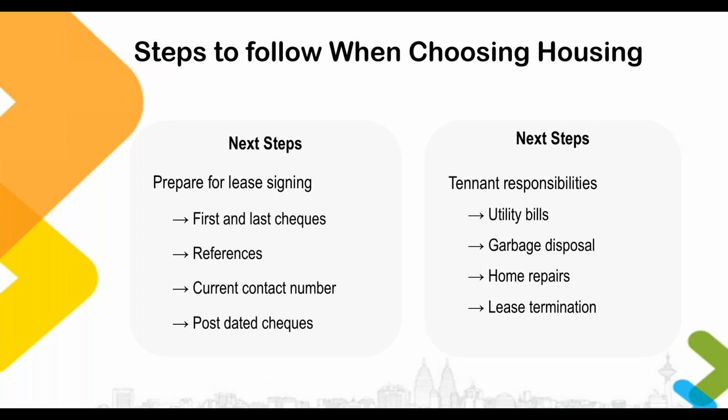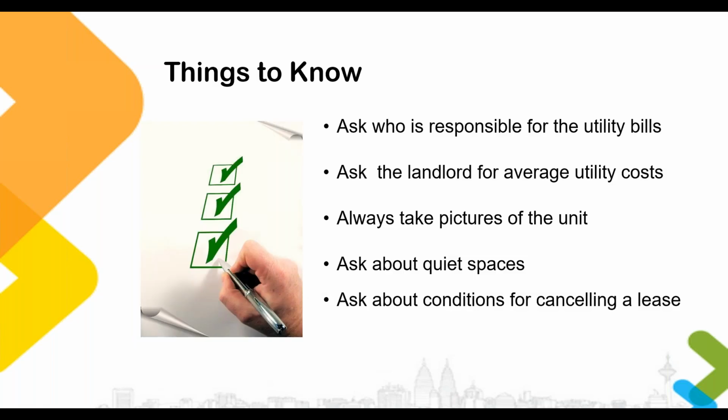Let's say, for example, somehow your front door has stopped working. The lock has stopped working. Who's going to repair that? Will it be you, or should you call the landlord? If the refrigerator stops working, are you going to have to replace the refrigerator? Or will the landlord come in and repair it or replace it? And you want to talk about the terms and conditions of terminating your lease as well.